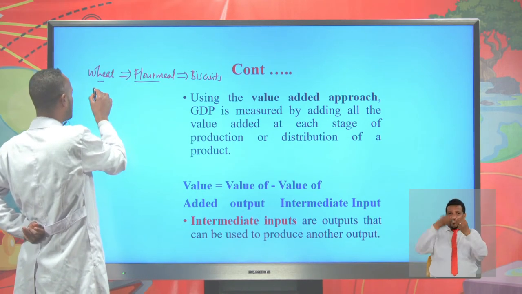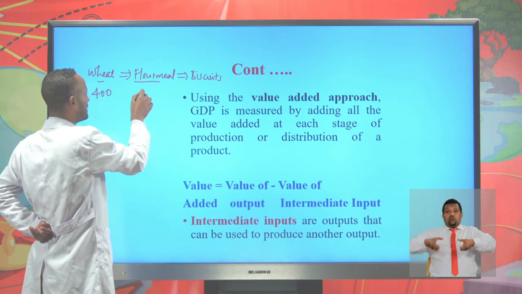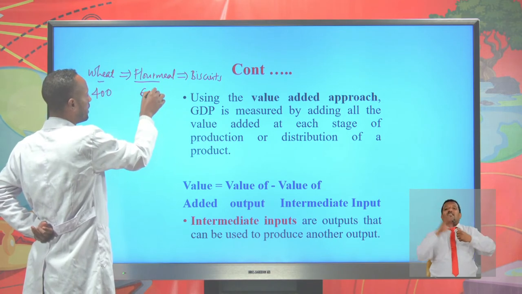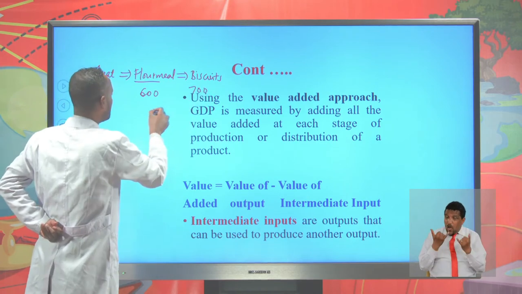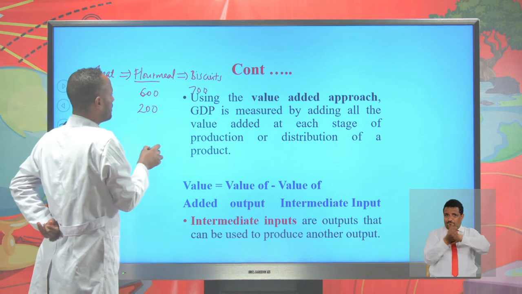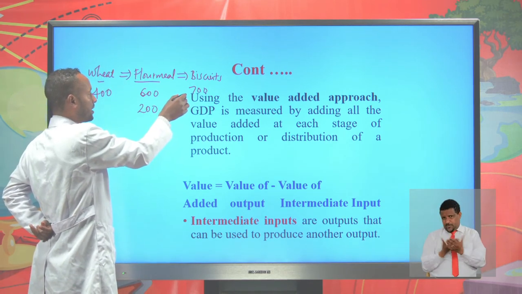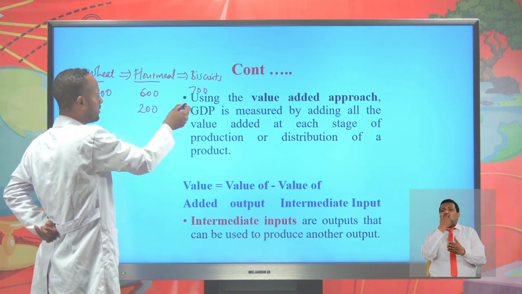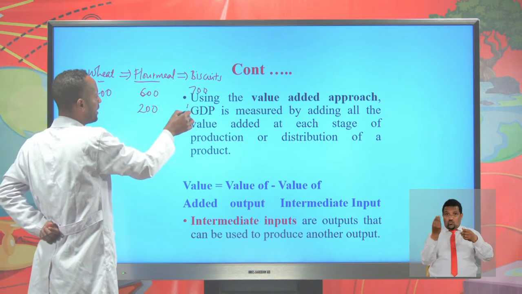For example, if a quintal of wheat is 400 birr, and if a quintal of flour is 600 birr, and if a quintal of biscuits is 700 birr, now the value added by the flour factory on a quintal of wheat will be 600 minus 400. So this is the value added, which is 200 birr. Again, if a quintal of flour is 600 birr and the market value of a quintal of biscuit is 700 birr, then the value added by the biscuit factory on a quintal of flour will be 100 birr.